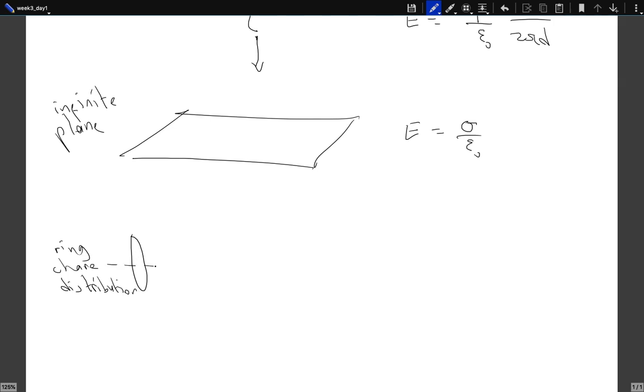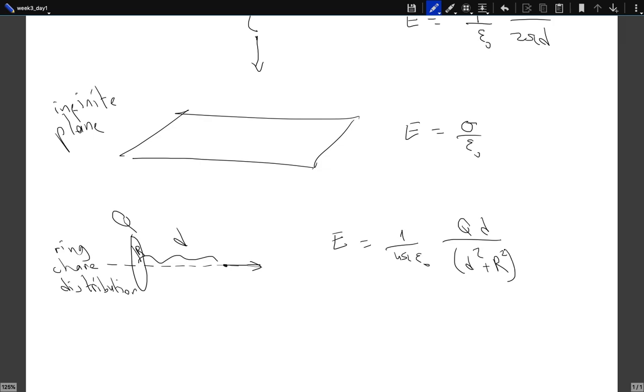And along this line passing through its center, we picked up a point. Let's say the ring had the charge q, and this was at a distance, let's call it again d. And if the ring had the radius r, the electric field was pointing again away from the ring if the charge is positive, and towards the ring if the charge is negative. And the electric field was given by 1 over 4 pi epsilon 0, Q times d over (d squared plus r squared) to the power 3/2. This was the magnitude of the electric field.